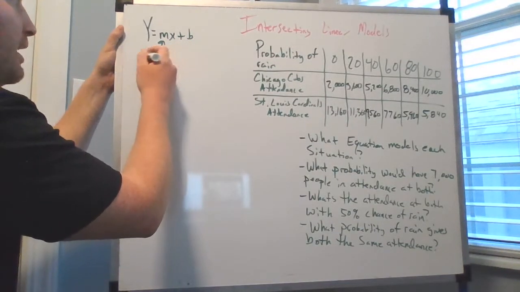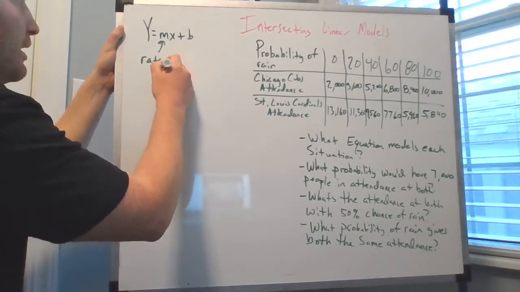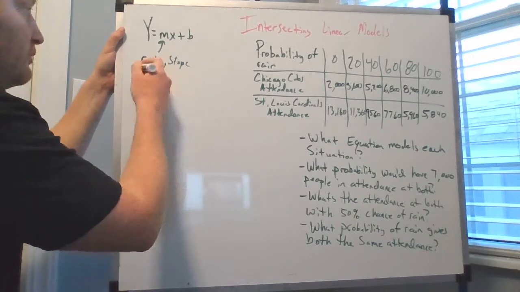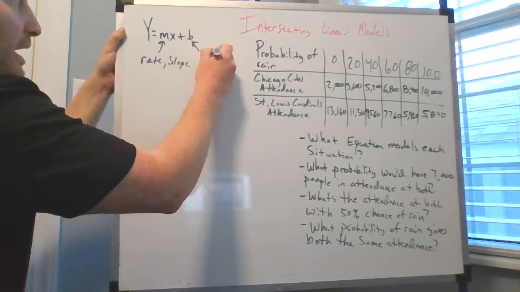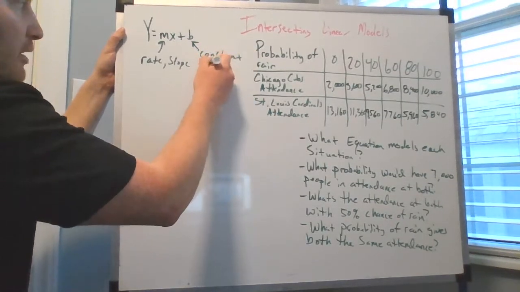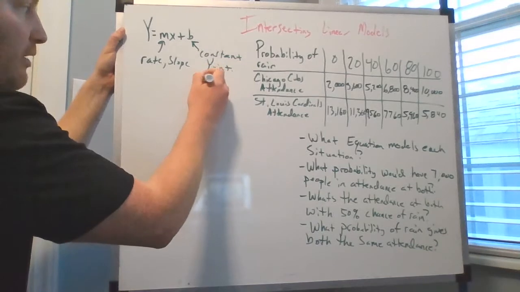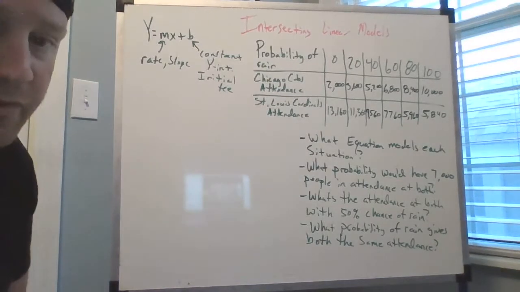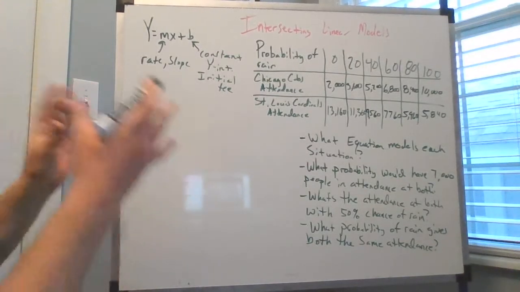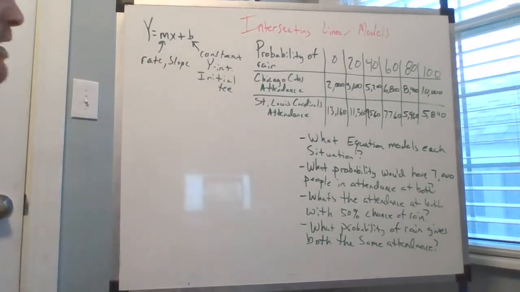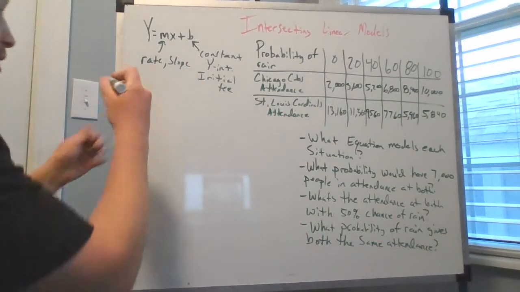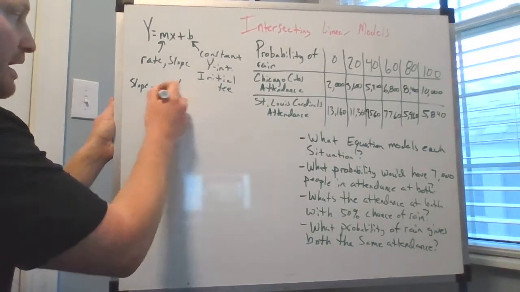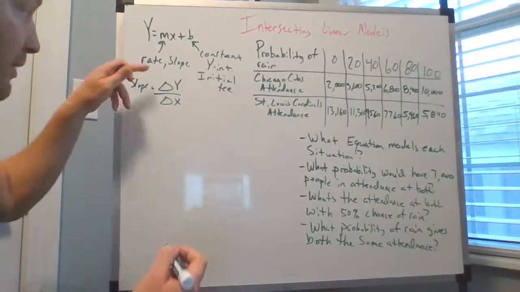We know this is our rate, slope, constant of change, rate and slope. This is our constant or our y-intercept or our initial value. We're learning a lot of different problems and we're seeing a lot of different stuff. I want to make sure you guys understand all the different vocabularies that relate to the exact same pieces of the equation. And we got to remember that slope is equal to the change in y over the change in x, which is the same as rate.